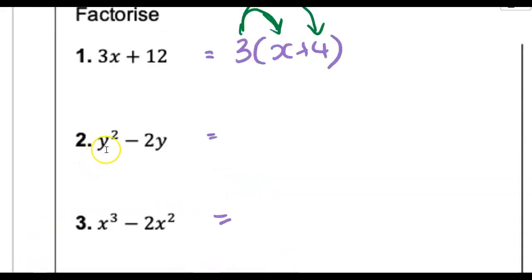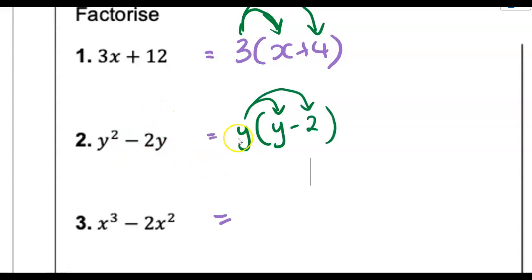Looking at number 2, y squared minus 2y. What is common to y squared and 2y? It is y. What do I times y by to get y squared? Well, it needs to be y. What do I times y by to get me minus 2y? It needs to be minus 2. So you're just checking back. Y times y gives me y squared. Yep, that fits right. Y times minus 2 gives me minus 2y. So that one's right as well.